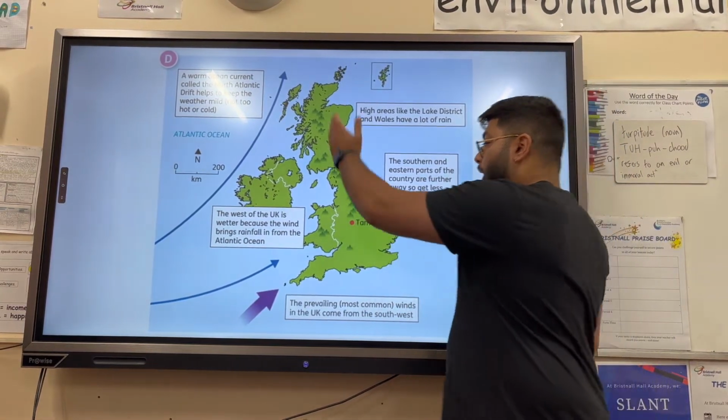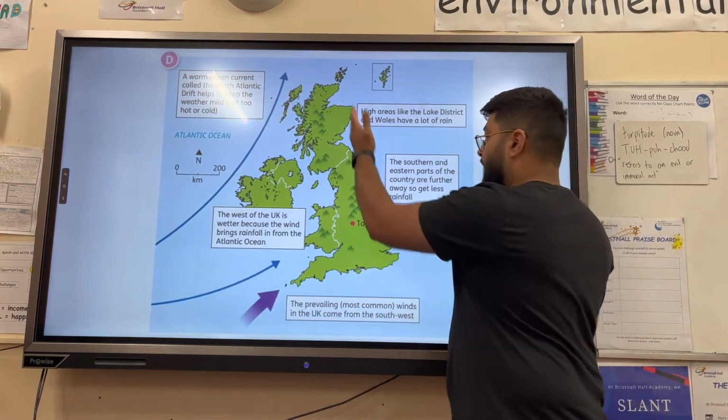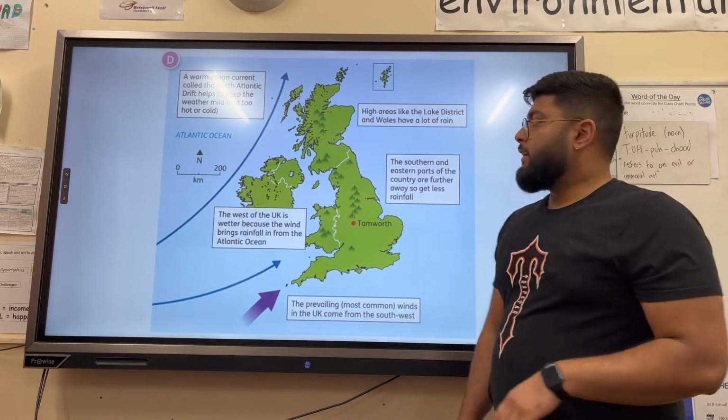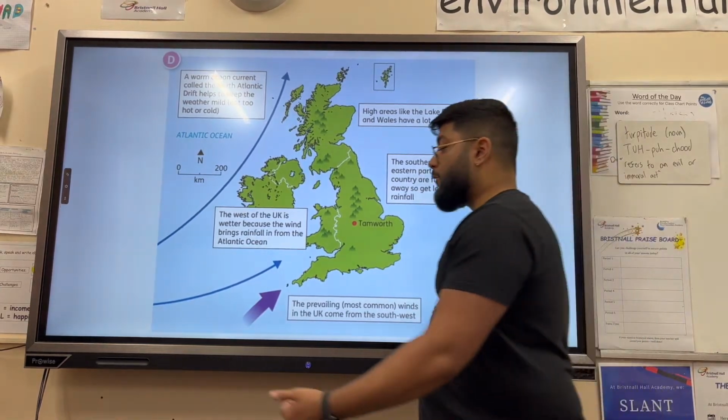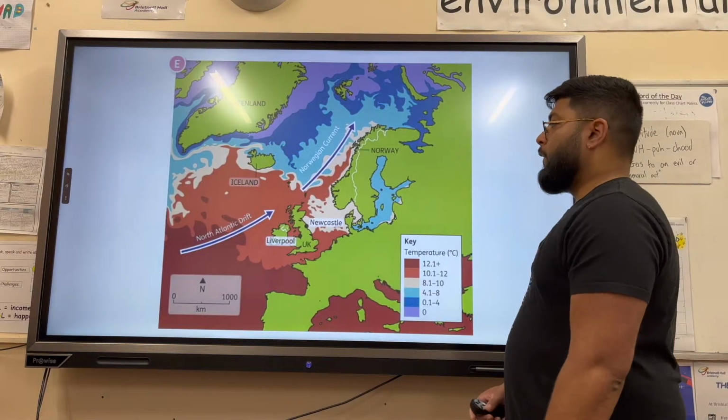That means that the western half of the UK, or the western coast of the UK, is generally wetter, and the eastern side is generally drier. But our prevailing wind, the most common wind, is from the southwest.